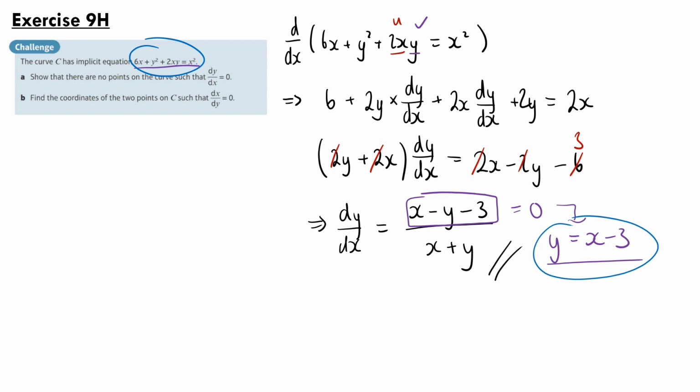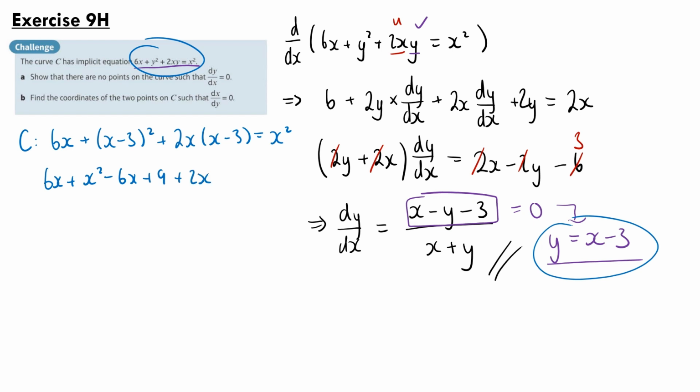And I think the easiest way to do that would be to substitute y equals x minus 3 into the equation for the curve. So we're going to have 6x plus y, which we know is x minus 3, if dy by dx is equal to 0, squared, plus 2xy, which is x minus 3 again, equal to x squared. We can then expand the brackets. So 6x plus x squared minus 6x plus 9 plus 2x squared minus 6x is equal to x squared.